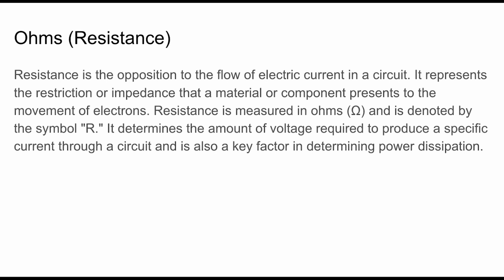Then we'll get into ohms. Resistance is the opposition to the flow of electric current in a circuit. It represents the restriction or impedance that a material or component presents to the movement of electrons. Resistance is measured in ohms and is denoted by the symbol R. It determines the amount of voltage required to produce a specific current through a circuit and is also a key factor in determining power dissipation.